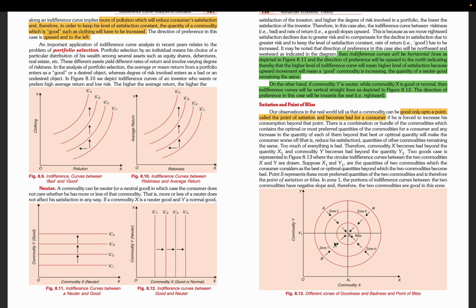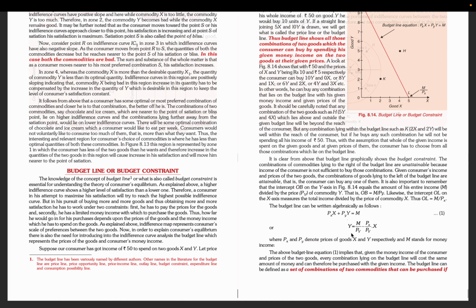See this, the portion of the indifference curve between the two commodities is negatively sloped. It's just like a convex IC, just like for two goods, and therefore the two commodities are good in this region. Like I said, the ICs are convex shaped and negatively sloped, just like for the two goods that we explained initially, the very general ICs, and so we can assume that both the commodities are good here, because they've still not reached the point of satiation.